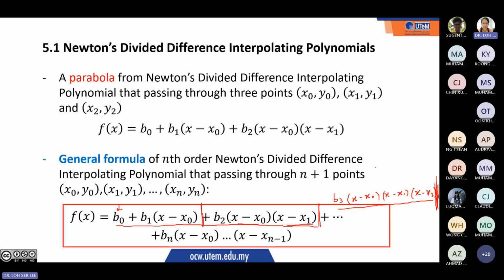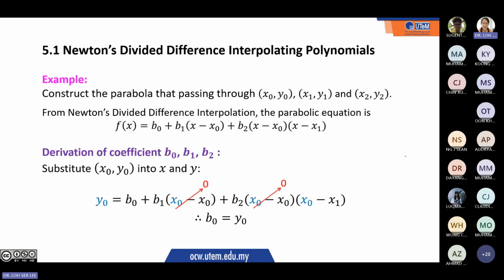If the question asks you to get a cubic polynomial, that means you need to write up to here. The formula up to here, you need to find B0, B1, B2, B3 for the cubic polynomial. And for a cubic polynomial, you need 4 points, 4 data points.